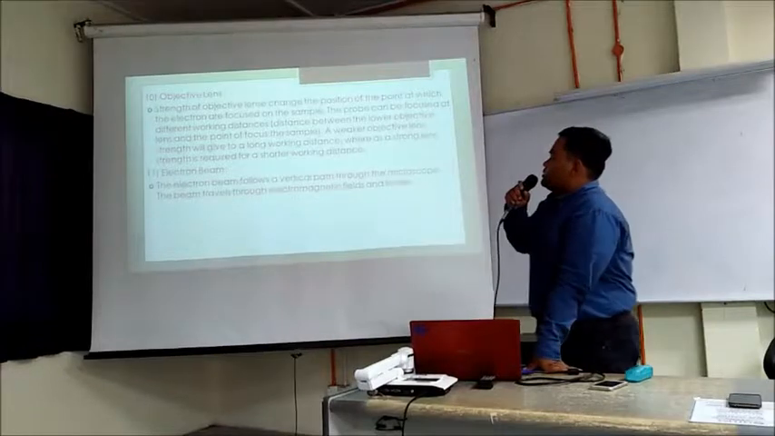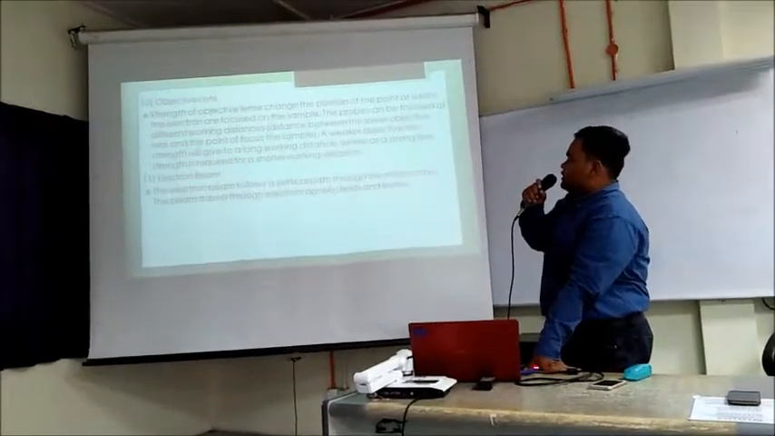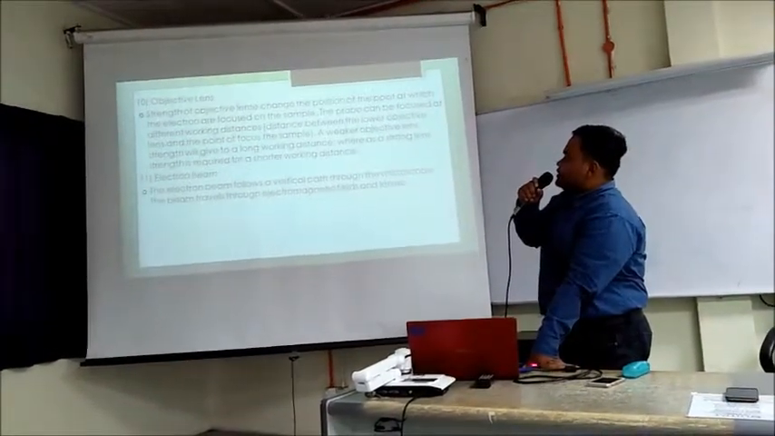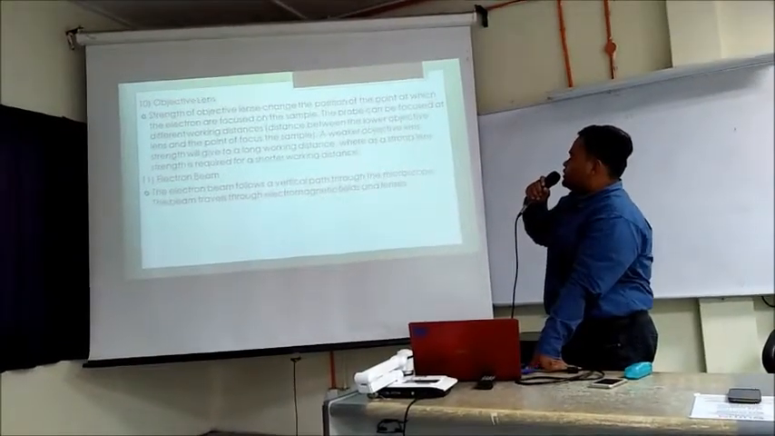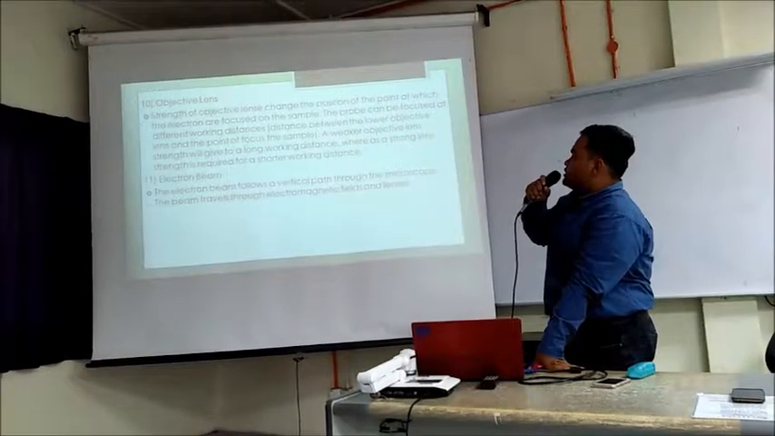Okay, number 10, objective lens. With the objective lens, you can see the strength of the objective lens changes the position of the point at which the electrons are focused on the sample.